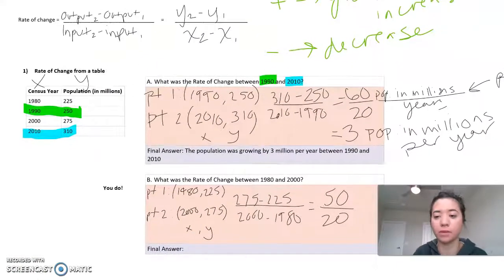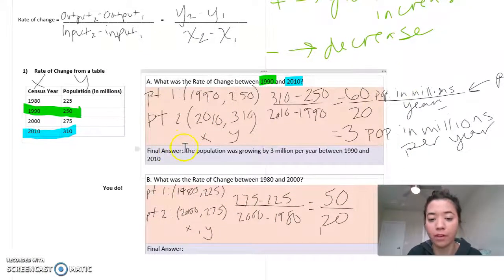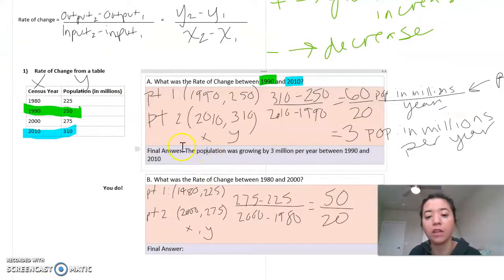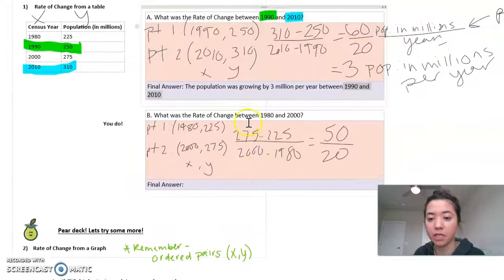Alrighty, so I already have this one set up really quick. So my final answer here, I did write it down. So make sure you have this. Hopefully this helps a little bit. So we said the population was growing, because this is positive, by 3 million per year. And then to be even more specific, we can say between 1990 and 2010.